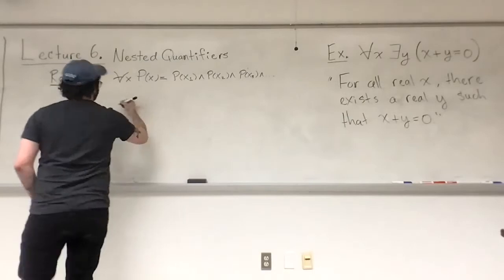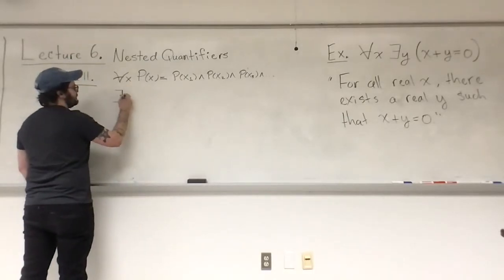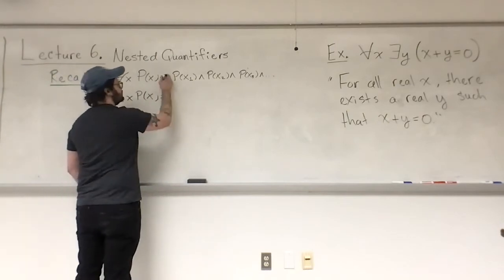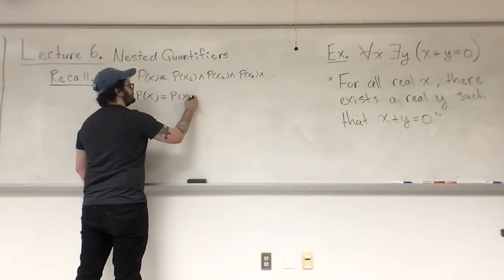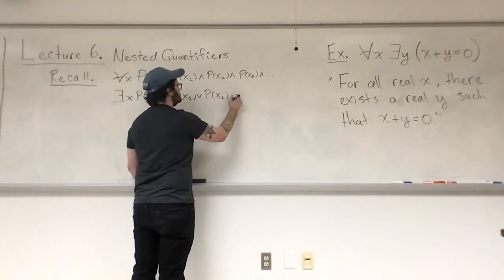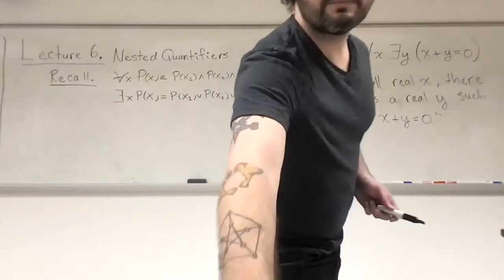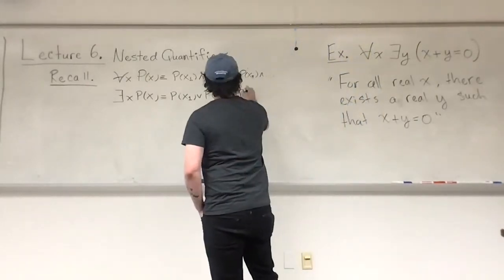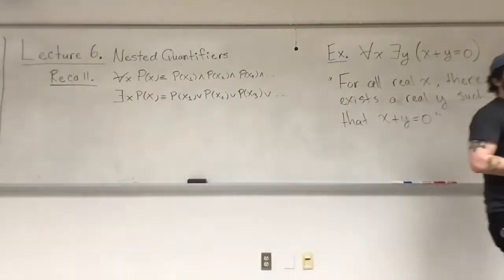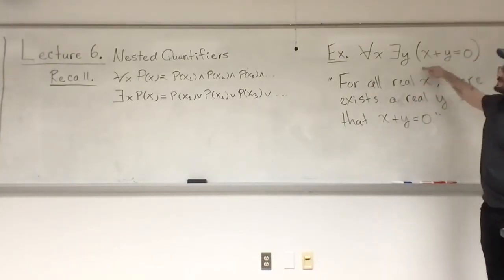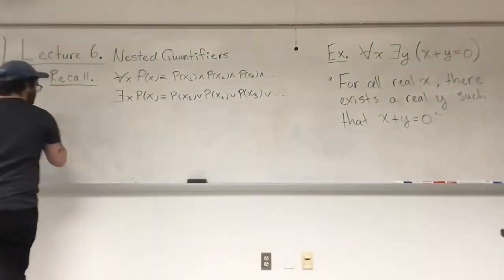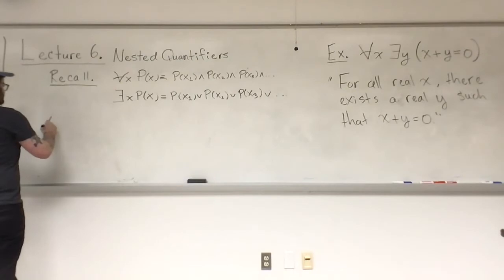And the existential is the disjunction in this manner: P of x1 or P of x2 or P of x3 or and so on. So if you recall these notions, then we can take this statement and break it up.